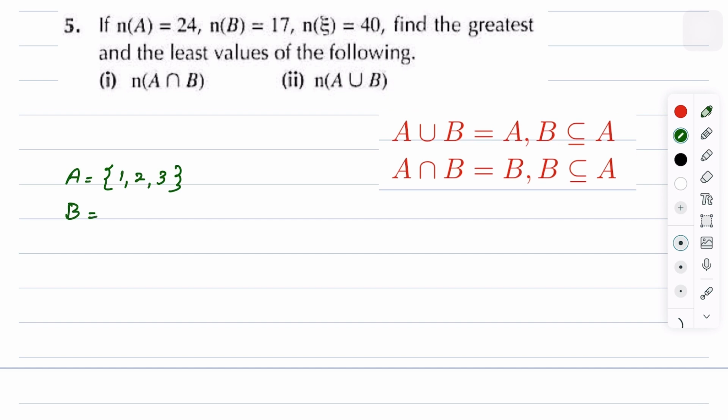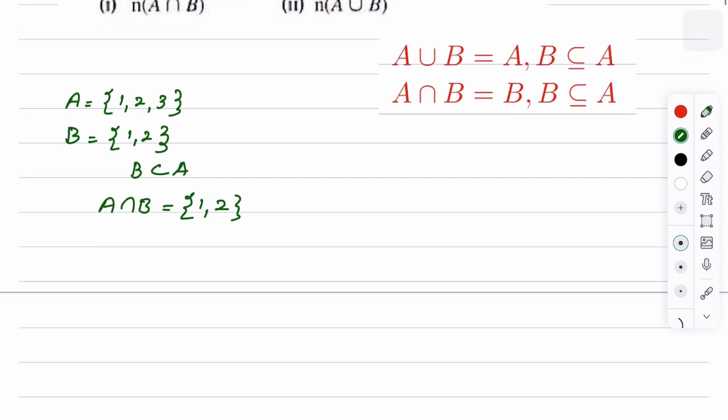B has few elements like 1, 2. By definition, B is a proper subset of A. Proper subset of A means the number of elements in B is less than the number of elements in A. So if I ask you to find A intersection B, A intersection B means the common elements in sets A and B, and they are clearly 1 and 2. There are only two common elements, right?